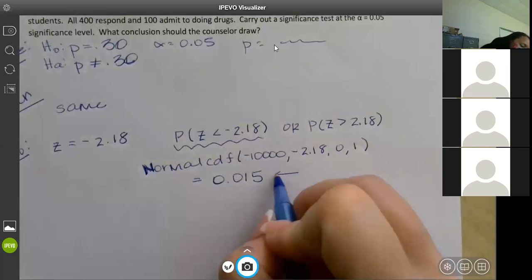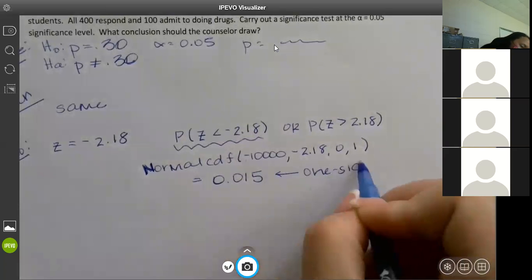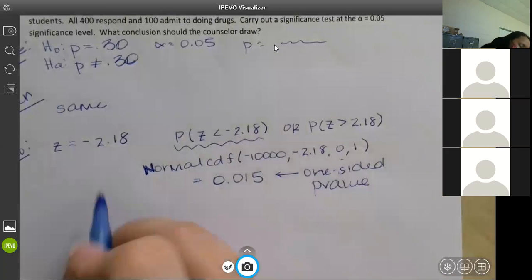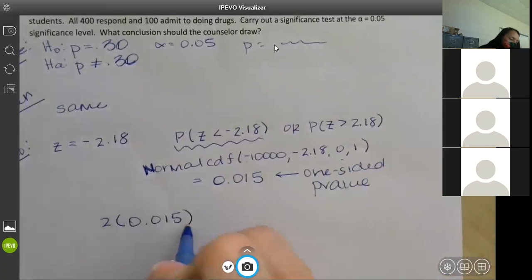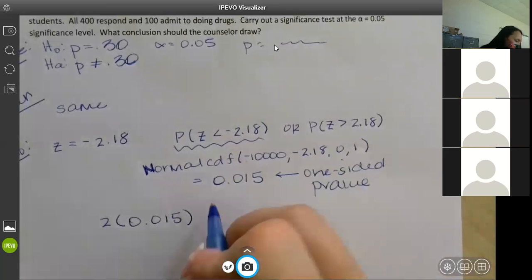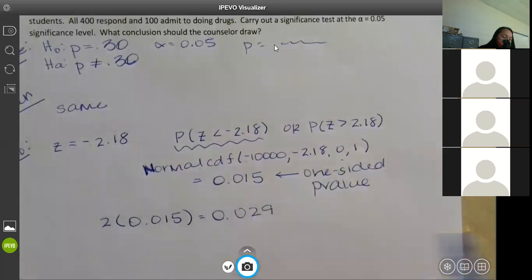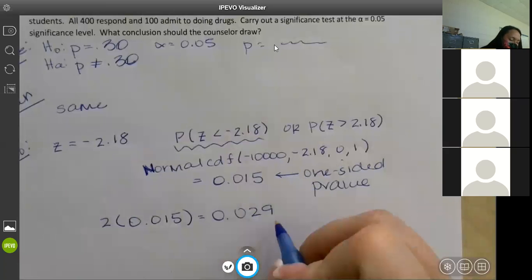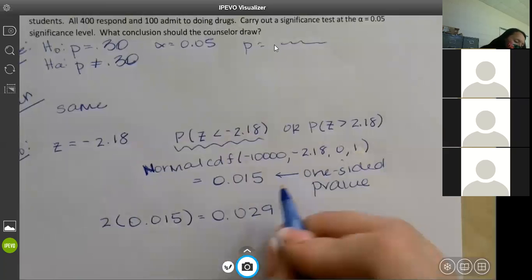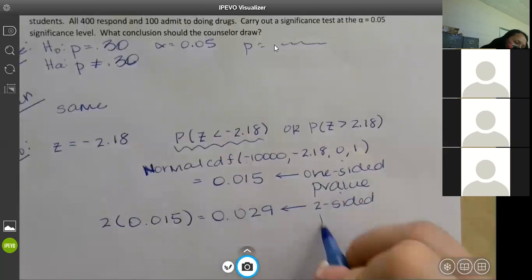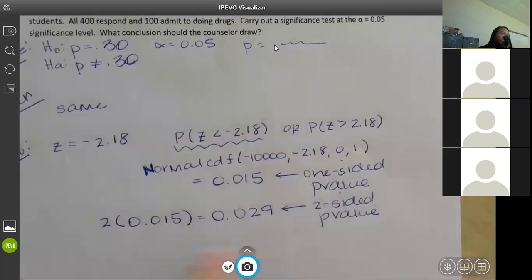Good. This is a one-sided p-value. So we need to make it two-sided. And because of rounding, it's going to be 0.029. If you put 0.03, it's fine. It doesn't matter. Okay, 0.03 is going to give you the same thing. This is a two-sided. So don't forget that. That's usually where people mess this one up.